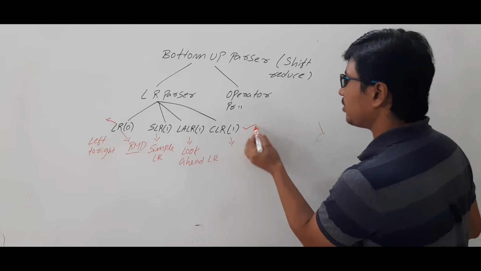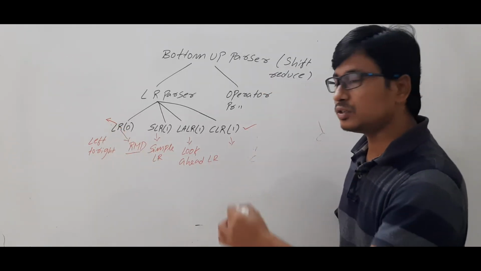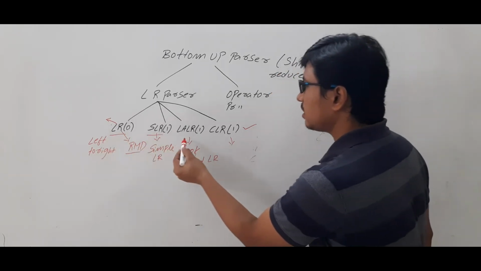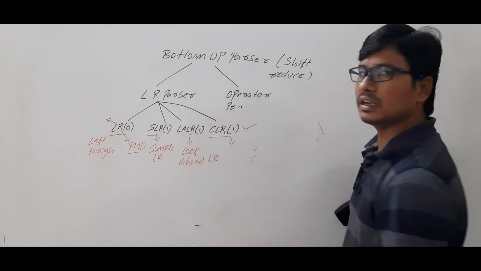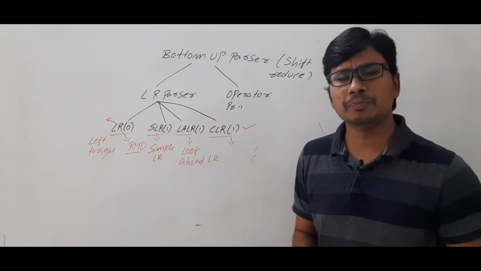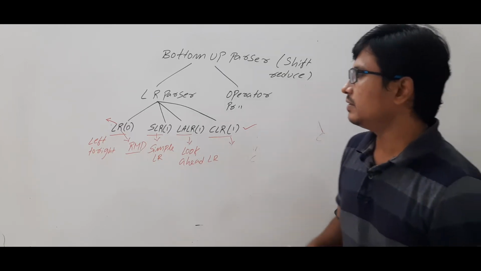CLR is more powerful as compared to LR0. Okay, LR0 is the least powerful, then SLR, then LALR, then CLR. Is it clear? So CLR is more powerful. What is meant by more powerful?